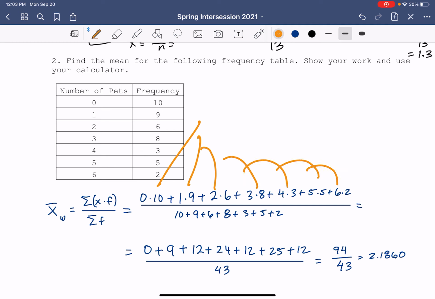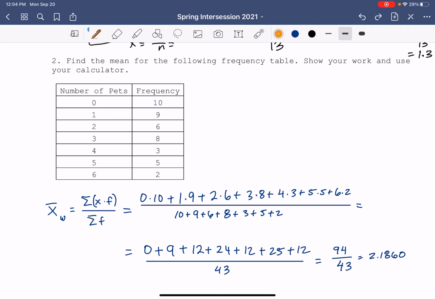And then I divide by not 1, 2, 3, 4, 5, 6, 7. I don't put 7 here. The thing is, we need to find the total frequency. And that's why all these values are down there. And then we add them all up, right? We multiply these out.